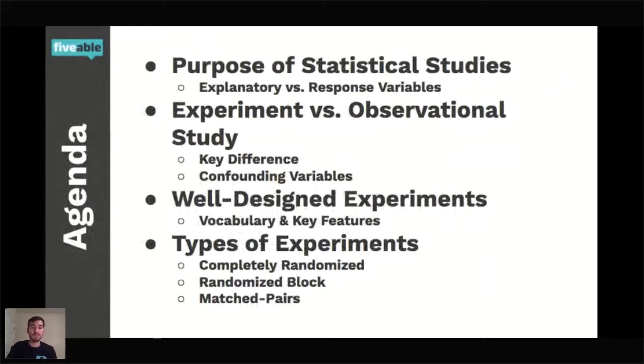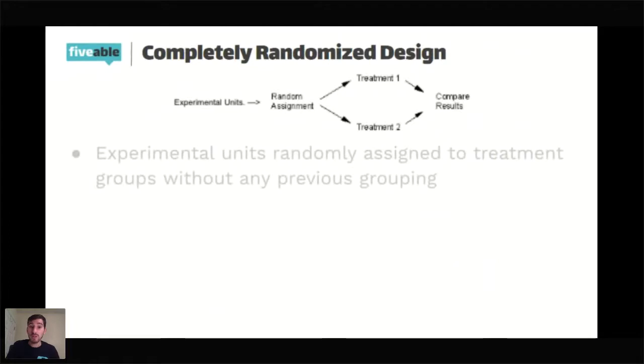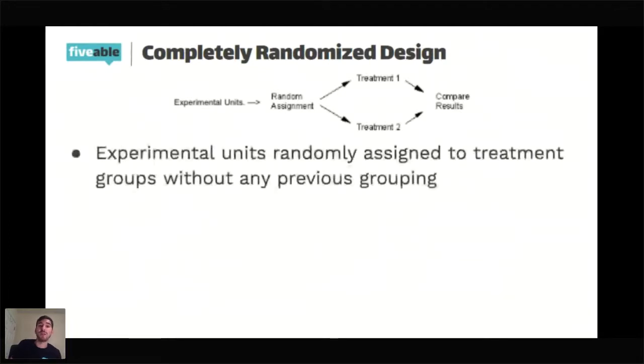Okay, so the first type, the design you saw earlier, is called a completely randomized design. This is when experimental units are randomly assigned to treatment groups without doing anything else first. No previous grouping. The example you just saw with the tomato plants was a completely randomized experiment. 30 plots of land, split them up into 3 groups of 10, and then start giving out fertilizer.